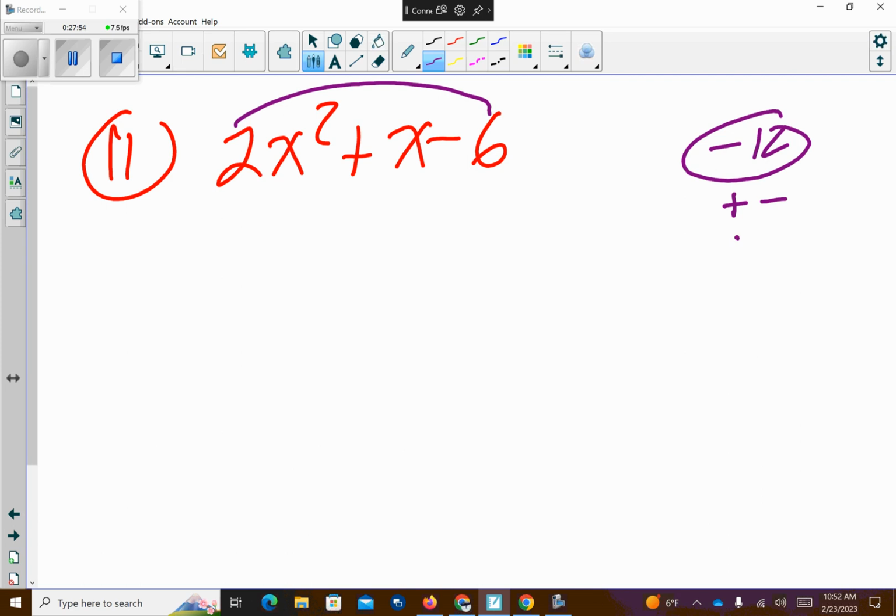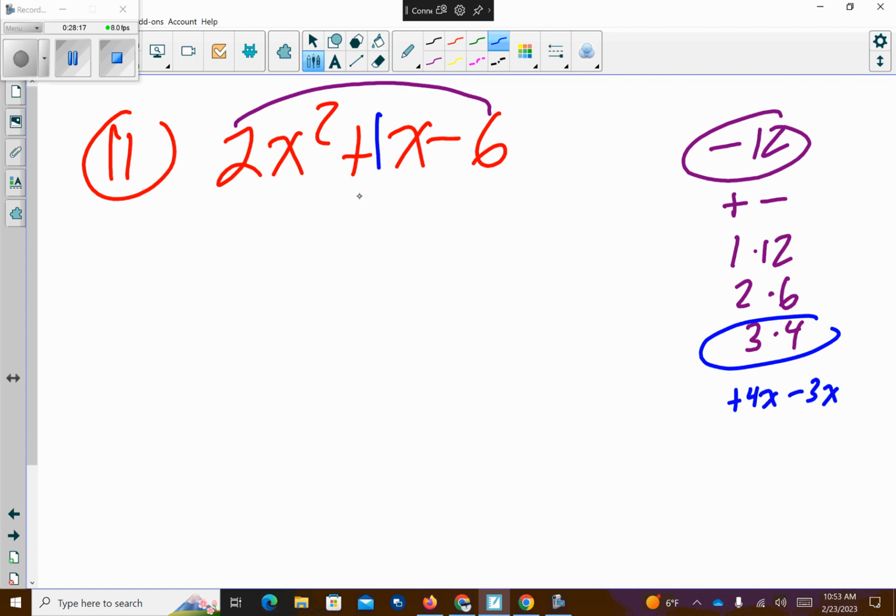Positive and negative. So 1 times 12, 2 times 6, 3 times 4. Those are all the ways I can get to 12. Which of those would get me a 1 right there? 3 and 4. Which one has to be positive to give me a positive 1? Yeah, if you flip-flopped it, that actually would make that a negative 1x, and we want a positive. I'm going to replace this with here.